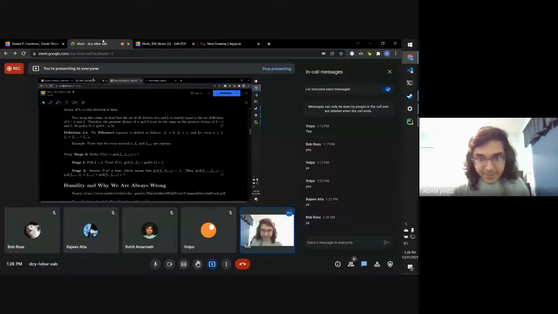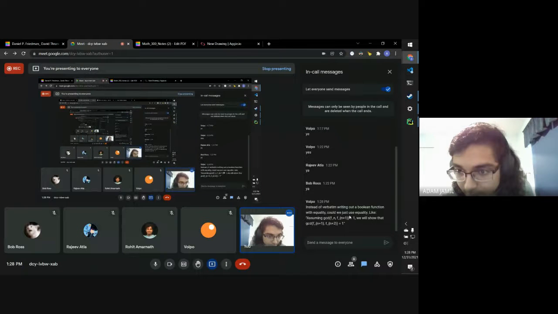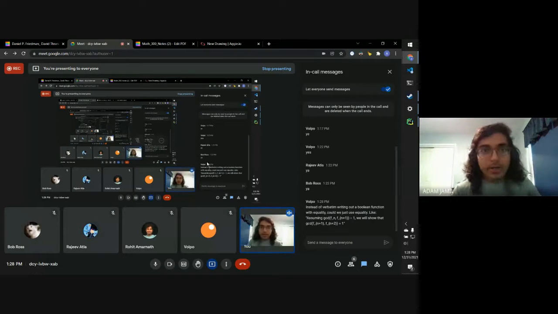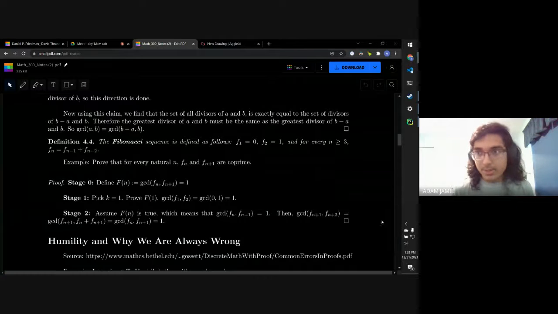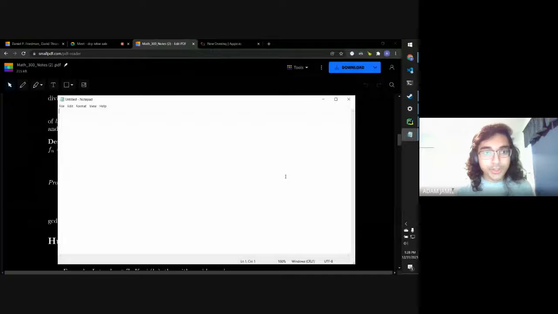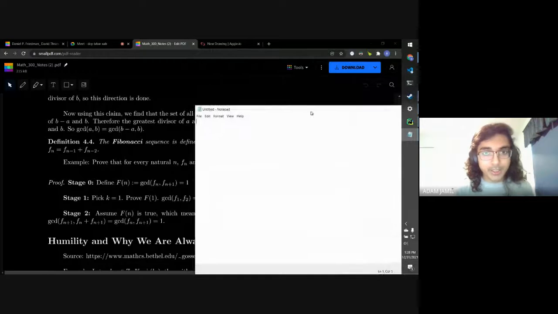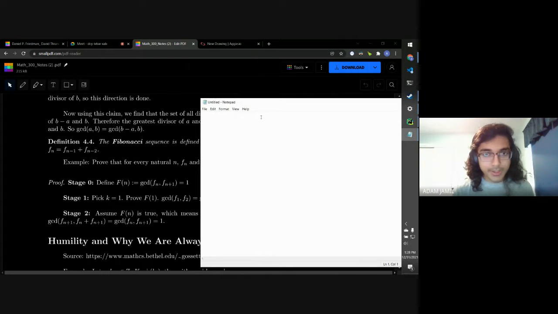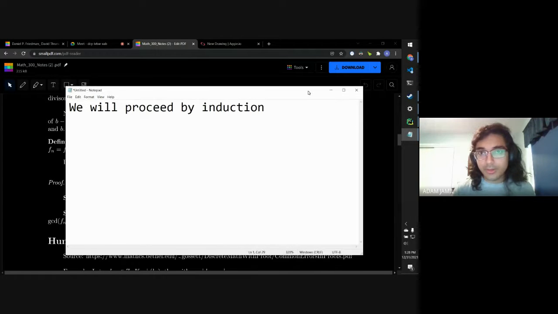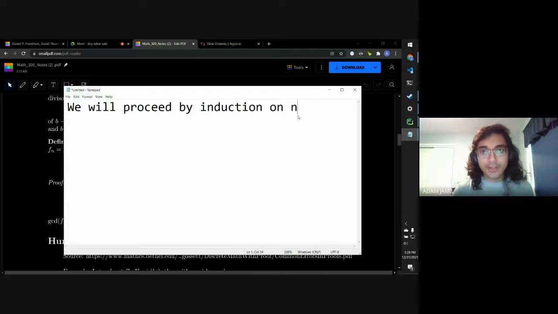Okay. Does this make sense? Oh, yeah. So I'm writing out the Boolean function for clarity for you. So don't actually write the proof like this. Yeah, that's a good question. How should I write a proof for this? So I would write it something like this. We will proceed by induction on n.